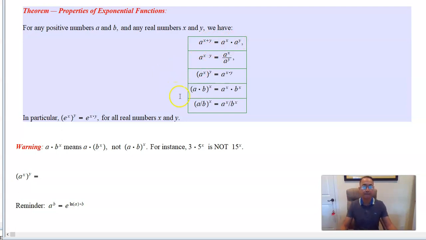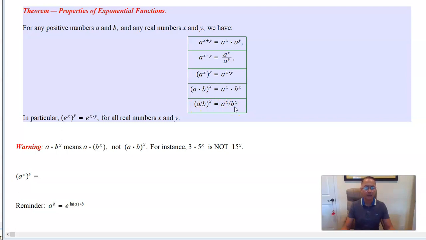It's all good. All right, so a to the x plus y is the same as a to the x times a to the y. A to the x minus y is the same as a to the x divided by a to the y. A to the x raised to the power y is a to the x times y. And a times b to the power x is the same as a to the x times b to the x. A over b to the x is the same as a to the x over b to the x.